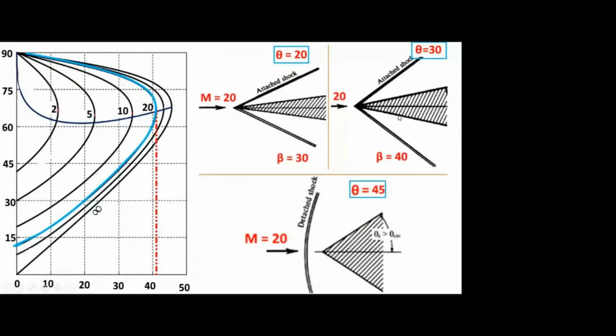So that is one property. And the second characteristic: for a fixed Mach number, if theta increases, beta also increases. Beta increasing means the shock strength also increases. If the shock strength increases, then the compression rate also increases. Then the pressure difference, the pressure loss, also increases. Then drag also increases. Due to the pressure difference, the wave drag also increases. Is that clear?